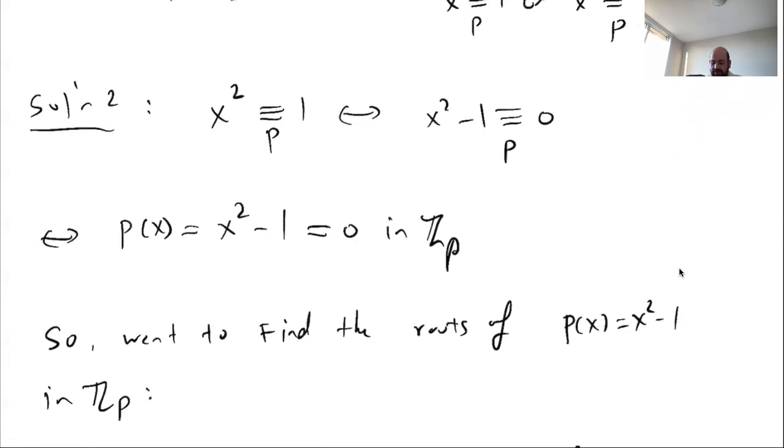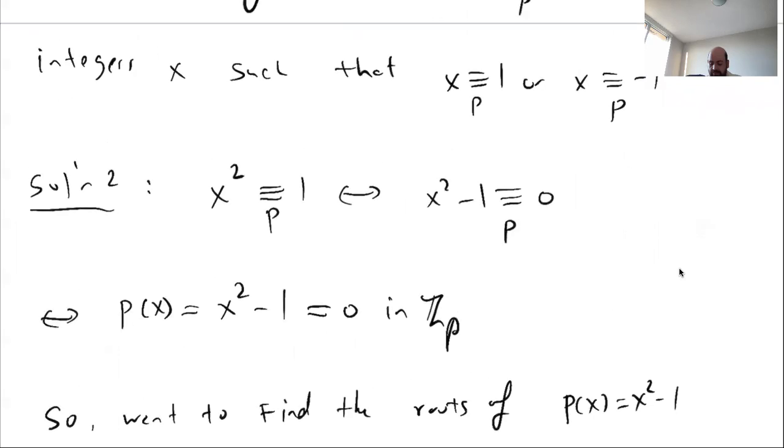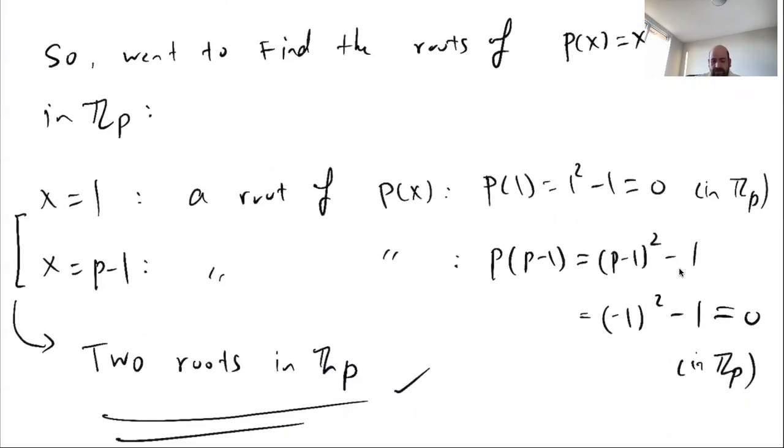But how many roots can we have in total? What was P of X? P of X is x squared minus 1, a polynomial of degree 2. A polynomial of degree 2 can have at most 2 roots. And I already found 2 roots. So that means these are all the roots that I possibly can have. There can be no other roots because the polynomial has at most 2 roots, and I already found 2 roots. There cannot be any other roots.